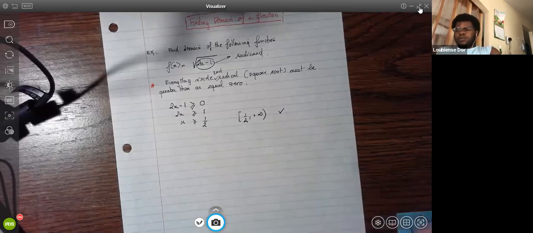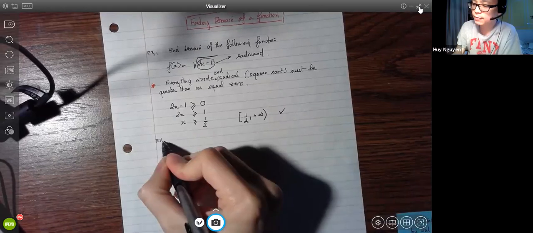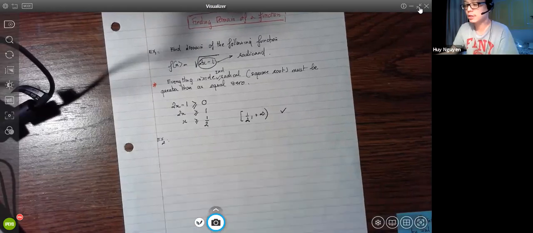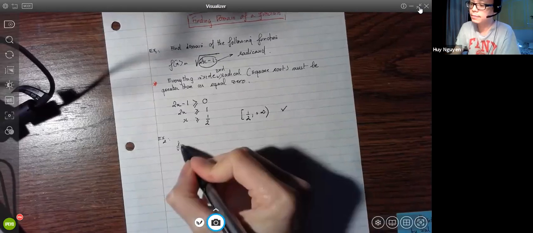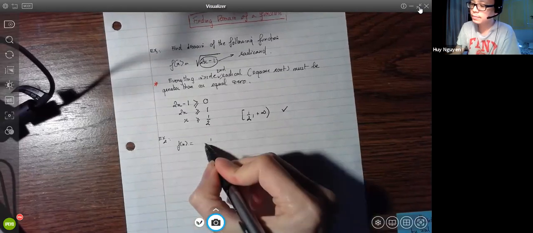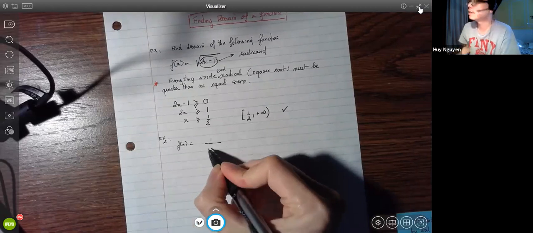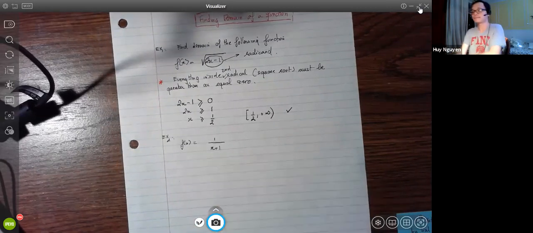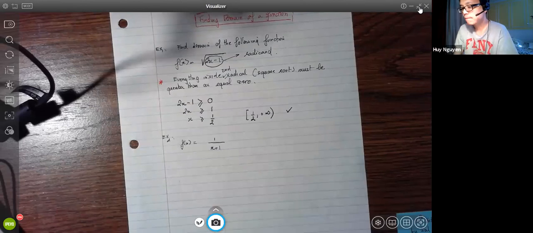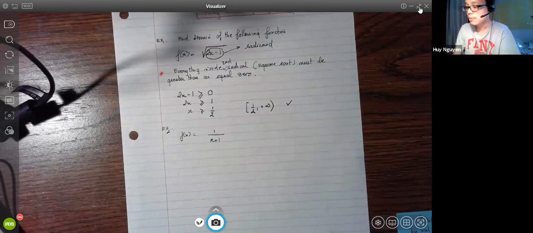All right, example 2. Now let's find the domain of another function. This function is a rational function. Let's use a very basic one. A rational function is in fractional form. It's a fraction, so we have a numerator and a denominator. The numerator is 1. The denominator is x plus 1.